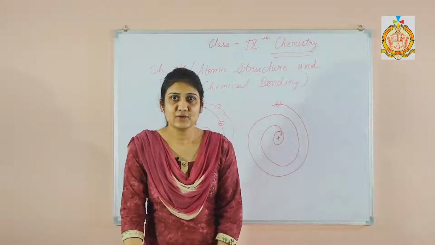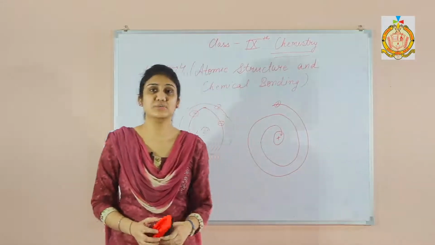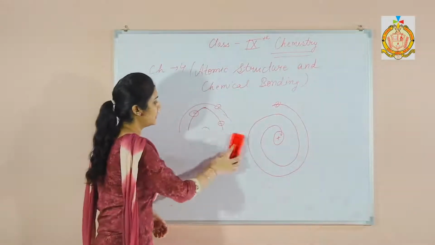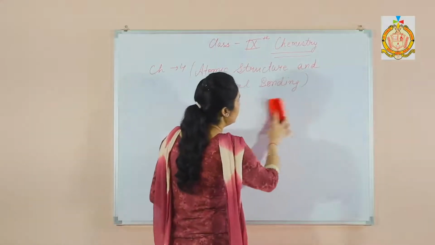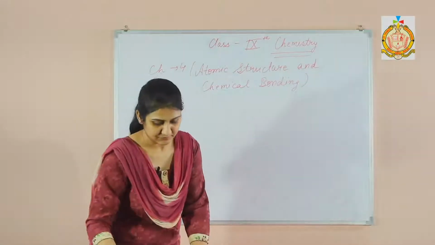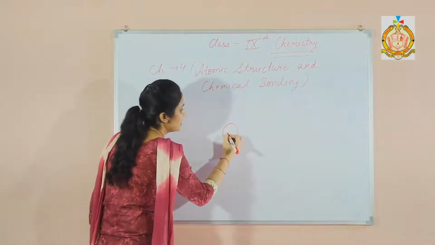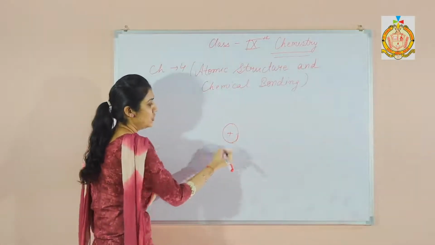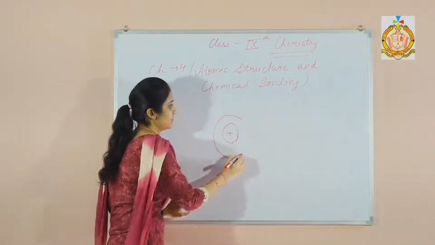Now we shall discuss Bohr's atomic model. To overcome the limitations of Rutherford's atomic model, Bohr proposed a model. According to Bohr's model, the center has the positive charge and is called the nucleus, and electrons revolve in certain orbits.